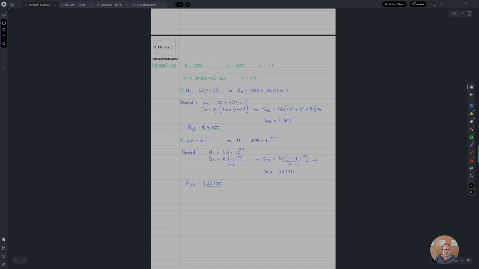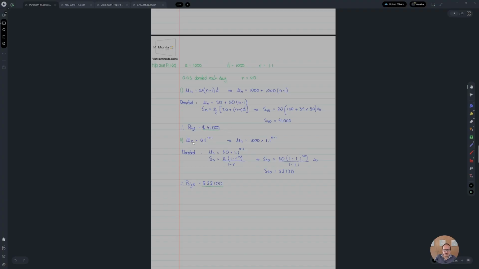So the sum of the first 40 terms is going to be given by the usual formula, in which a is not 1,000 but 50, and d is not 1,000 but 50 as well. So just applying the formula, you can very easily get the value that has been accumulated to charity, which is $41,000 using Model 1.